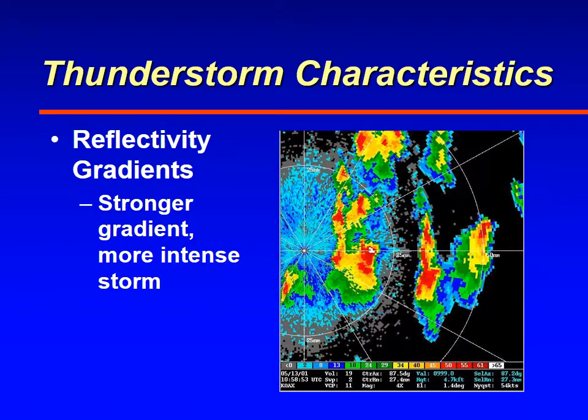As far as reflectivity gradients, generally speaking, where there is a stronger gradient, meaning a very rapid change in color over a short distance, typically you have a more intense storm, and that's where you find stronger updrafts and stronger downdrafts. If the gradient is weaker, where the change in color occurs over a great distance, then more than likely the storm in that area tends to be weaker, and it's generally safer to fly through those regions.